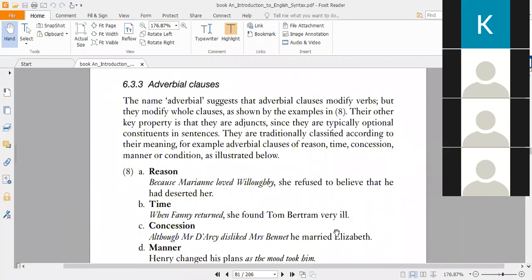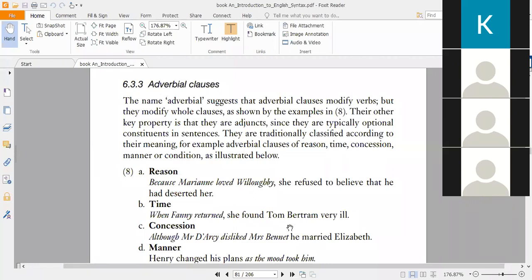Can you see the book now? And we are going to start the adverbial clause. Yes, sir. Okay. Any problem, any question about the previous lecture, the things that we studied yesterday? Do you have any problem, any question? No, sir. Okay, I hope it's clear.